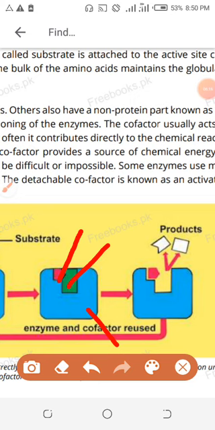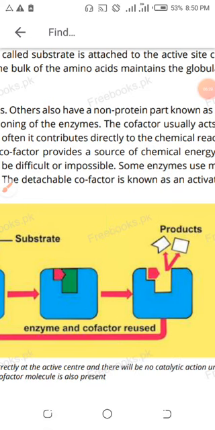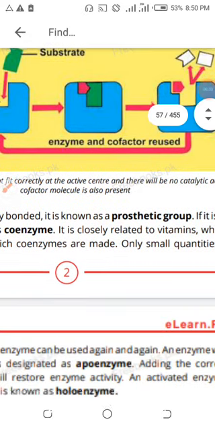This red molecule is called a cofactor. And then what happens? The substrate changes into products. The white color is a product. The enzyme will be separated, the cofactor will be separated, and the product will be separated. Reaction completed. The mechanism of enzyme action takes place in this way.